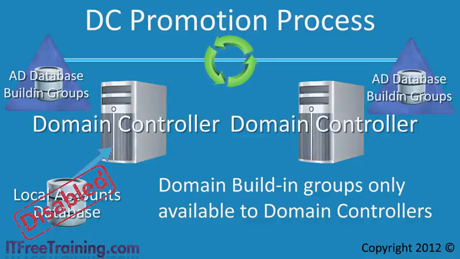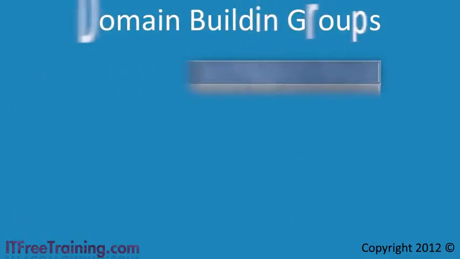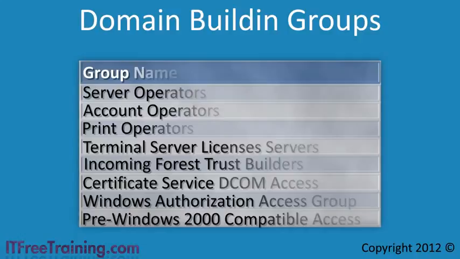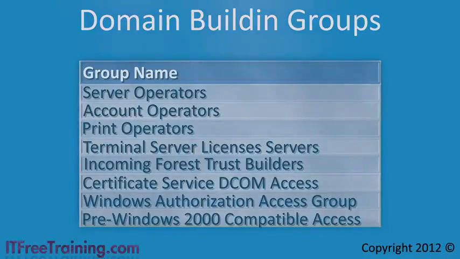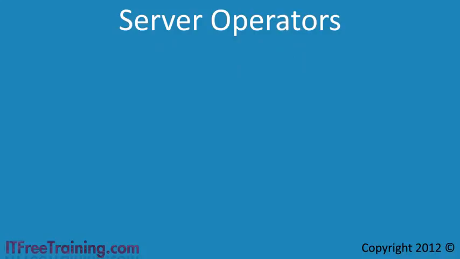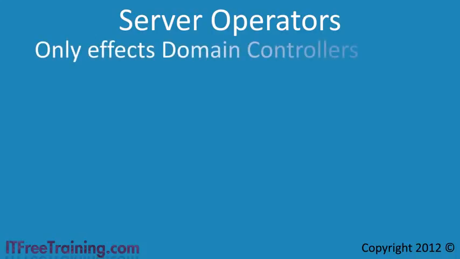In the last video, I looked at the built-in groups that are available in Windows 7. I will now look at the extra built-in groups that are available in Windows Server 2008 R2 that are not available in Windows 7. The first group is the Server Operators group. This group, in my opinion, is poorly named, as it only exists in the Active Directory database as a built-in group and thus only affects domain controllers.